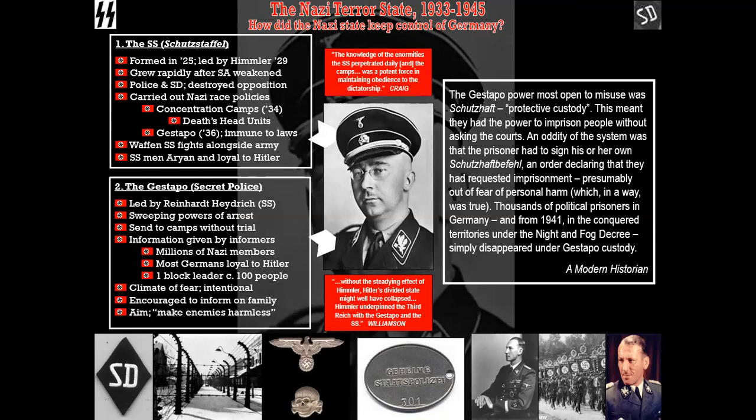There are millions of Nazi Party members. Most Germans are loyal to Hitler, bear in mind, and one block leader to every about 100 people means that you're going to get an awful lot of reports about non-Nazis doing stuff. They created an intentional climate of fear. It was absolutely intentional what they did. And people, children, were encouraged to inform on their family, and you never know who was watching.